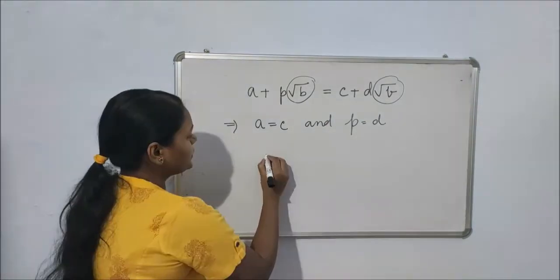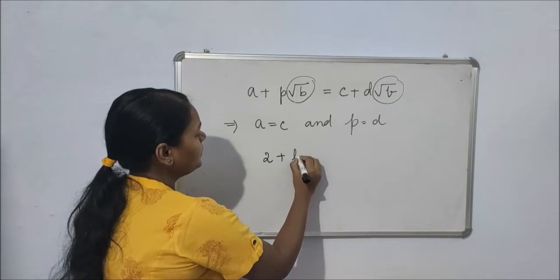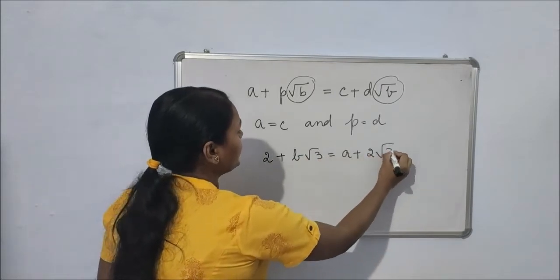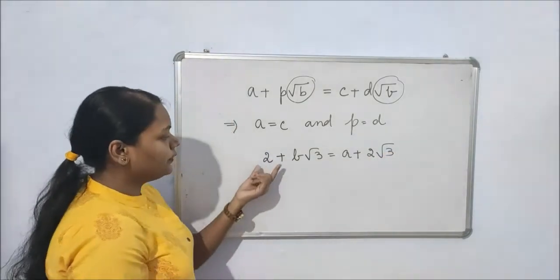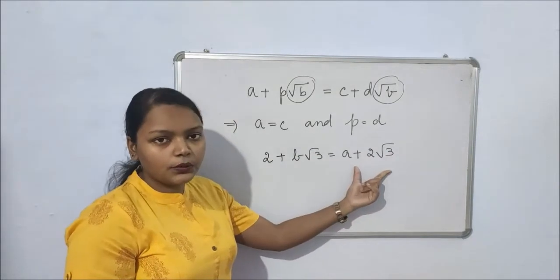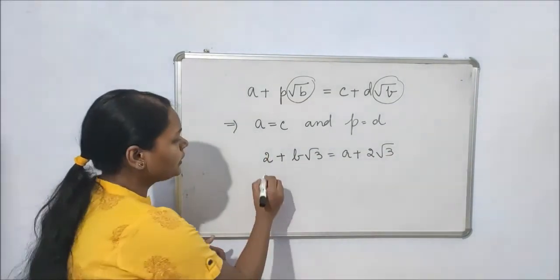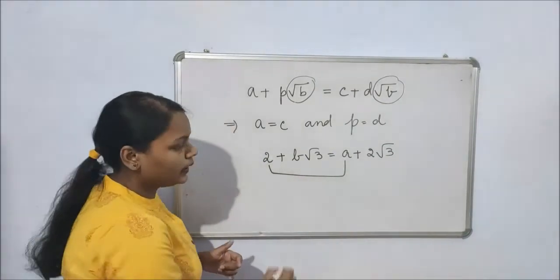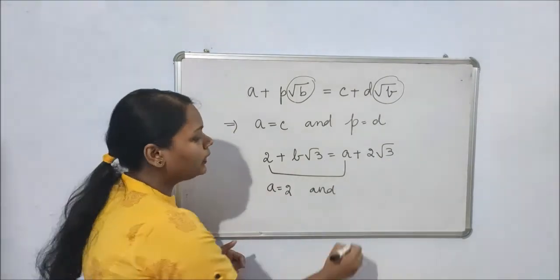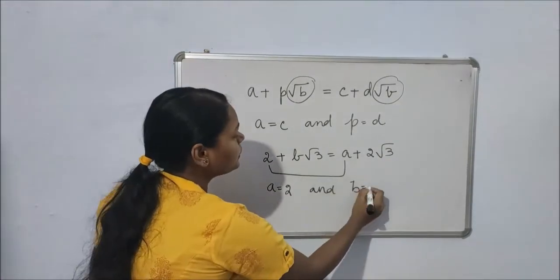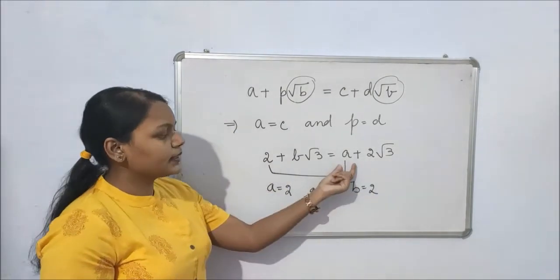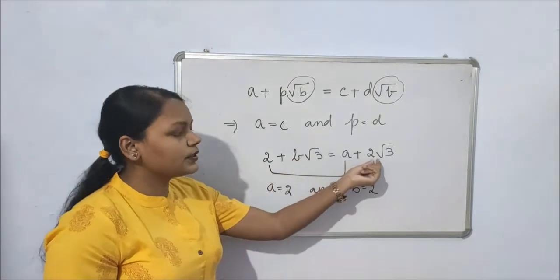Suppose I am given the question 2 plus b root 3 is equal to a plus 2 root 3. Fine. I am given that this irrational number and this irrational number are equal. So by this result, what can I say? First two terms, whole number terms will be equal. So a is equal to 2. What else? Root 3 and root 3 are equal. Therefore, b value is also 2. Okay, it's a coincidence, both are equal here. But here, this concerns with this whole number and this concerns with this factor.